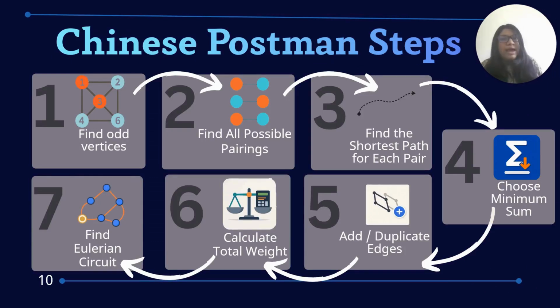Here is the master plan. We are going to follow exactly 7 steps to solve this. First, we list all the odd vertices. Then we pair them up, find the shortest paths between those pairs, and choose the cheapest pairing. After that, we duplicate those selected edges, calculate the new total weight, and finally we find the Eulerian circuit. Let's apply these 7 steps to a real example so you can see it in action.